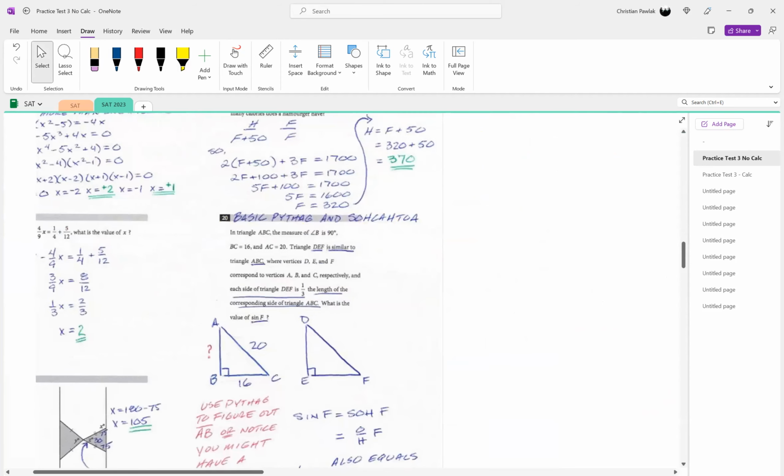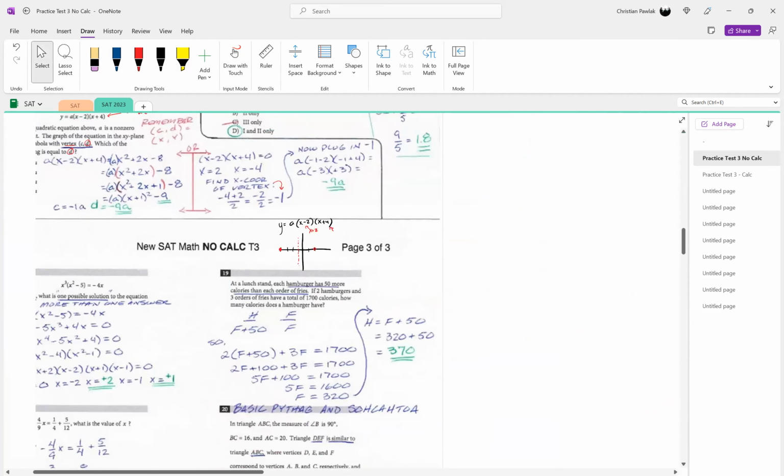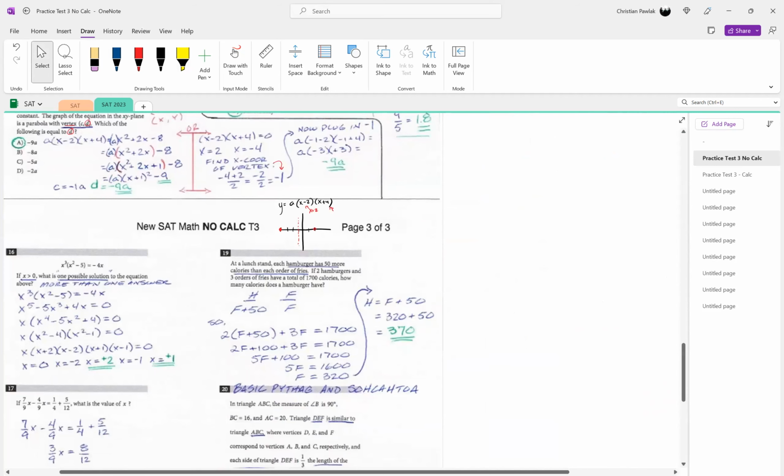All right. And I believe that is it for this page.